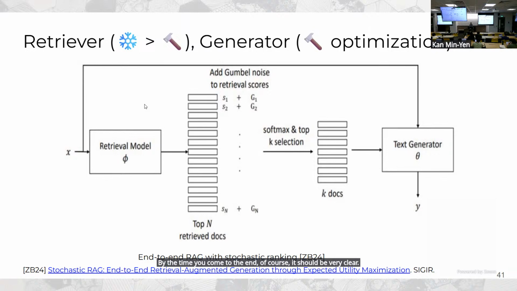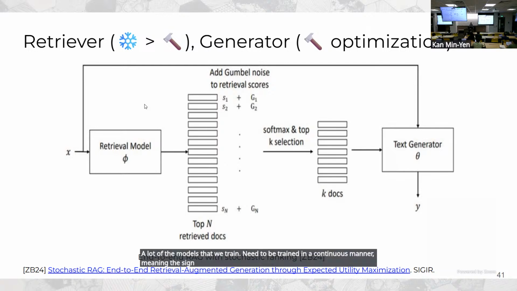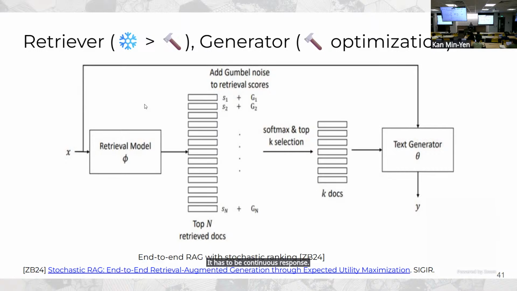A lot of the models that we train need to be trained in a continuous manner, meaning the signals that they have cannot be binary 0 or 1. They have to be continuous loss. Okay, these loss functions have to be on a continuous value scale between positive 1 and 0. Okay, so that's helping to differentiate loss, and it helps us to do the optimization, right? So if you know about stochastic gradient descent, it requires a differentiable loss function.